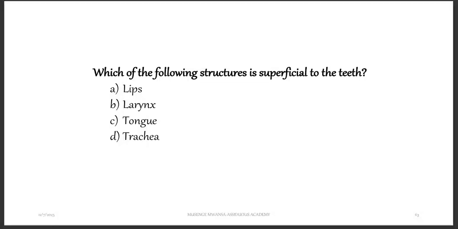Okay. Which of the following structures is superficial to the tooth? Lips, larynx. The larynx is inside, where air will be passing. The tongue, the trachea. So which one do you think is superficial to the tooth of what has been mentioned? Evelyn says A. Okay, very good. You guys, I love you people. Excellent. The lips. The lips are superficial because the teeth are inside.